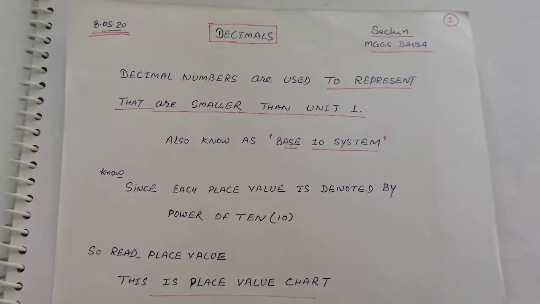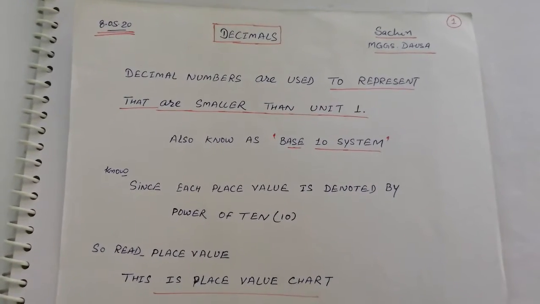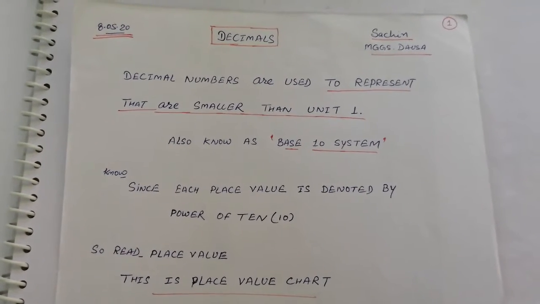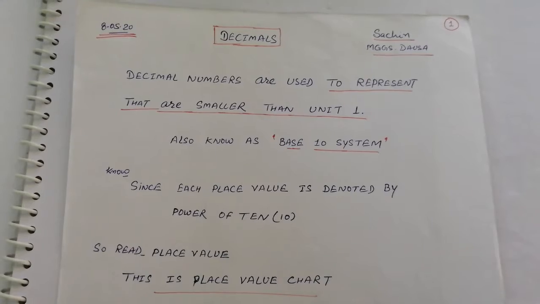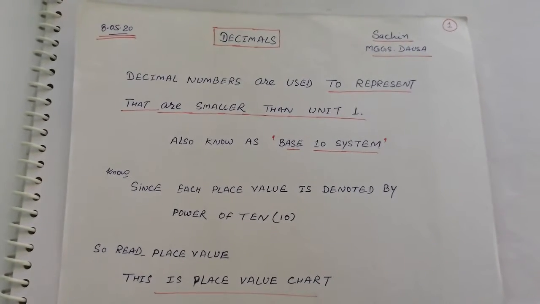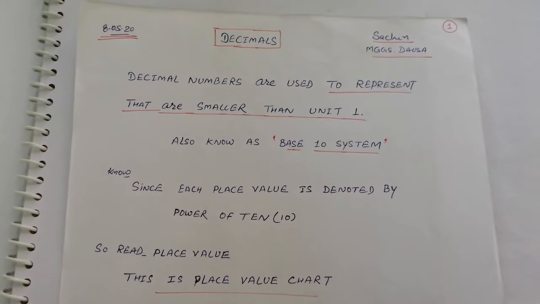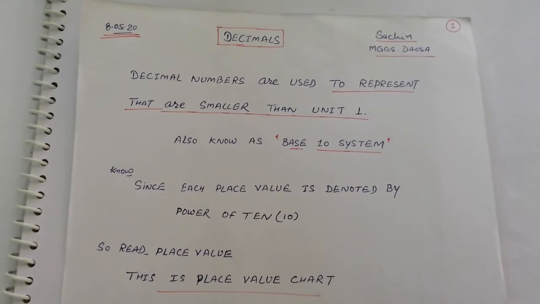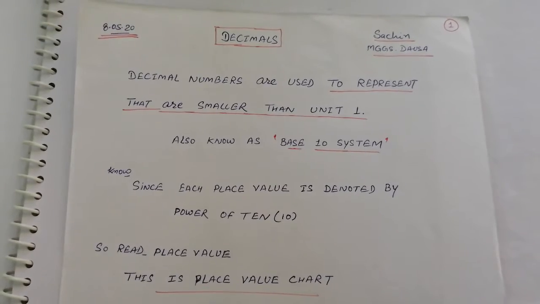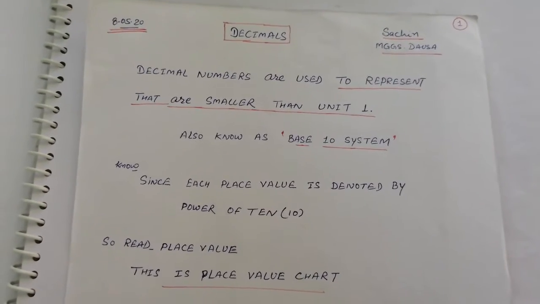Hello kids, in this math section, today we have learned decimals. In previous class we also learned fraction properties and fraction systems. Now we learn decimal properties, decimal systems, and types of decimals. Decimal numbers are used to represent numbers that are smaller than unit 1.